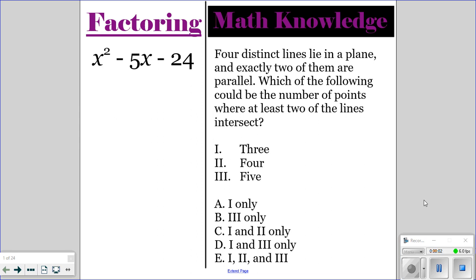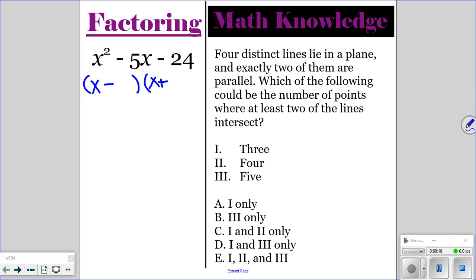Alright, so y'all go ahead and do the factoring and the math knowledge question for today. Pause the videos, and then once everyone is finished, you can unpause the video and I'll go over the correct answer.